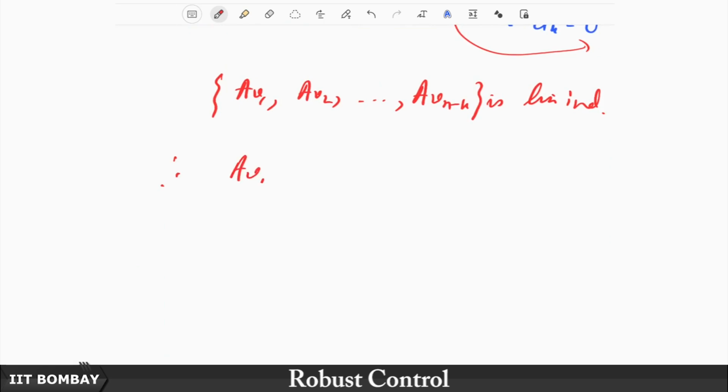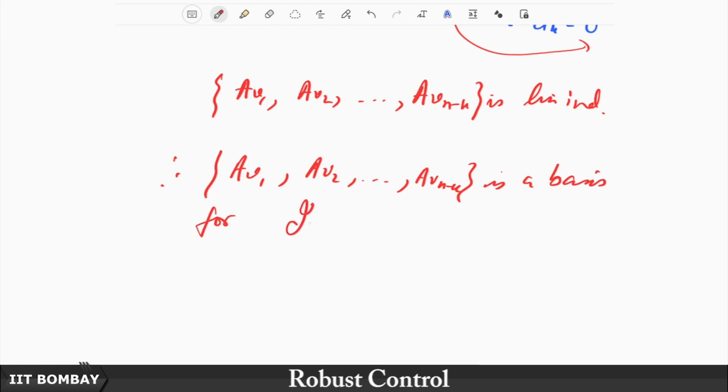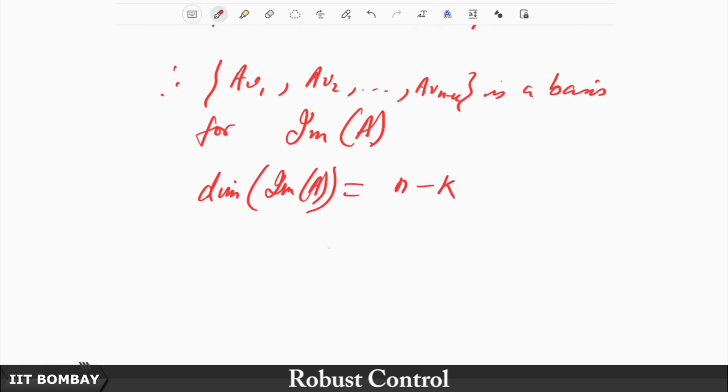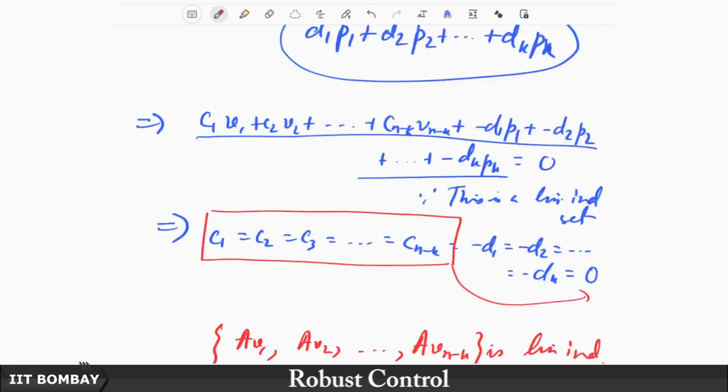Therefore, Av1, Av2 dot dot dot till Av(n minus k) is a basis for the image of A, and therefore, the dimension of the image of A is going to be equal to the cardinality of this set, which is n minus k. But what is n? n is nothing but the dimension of V. What is k?